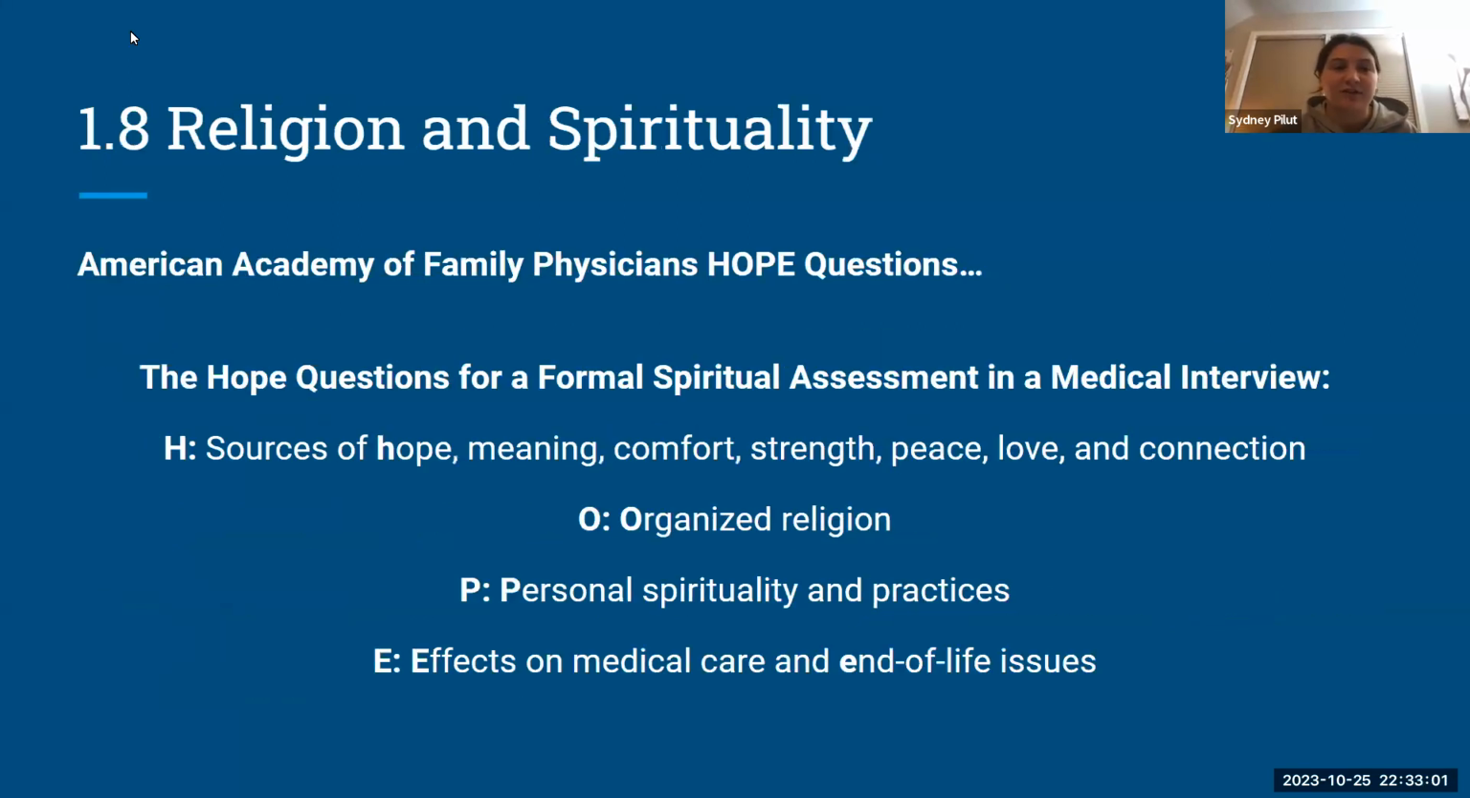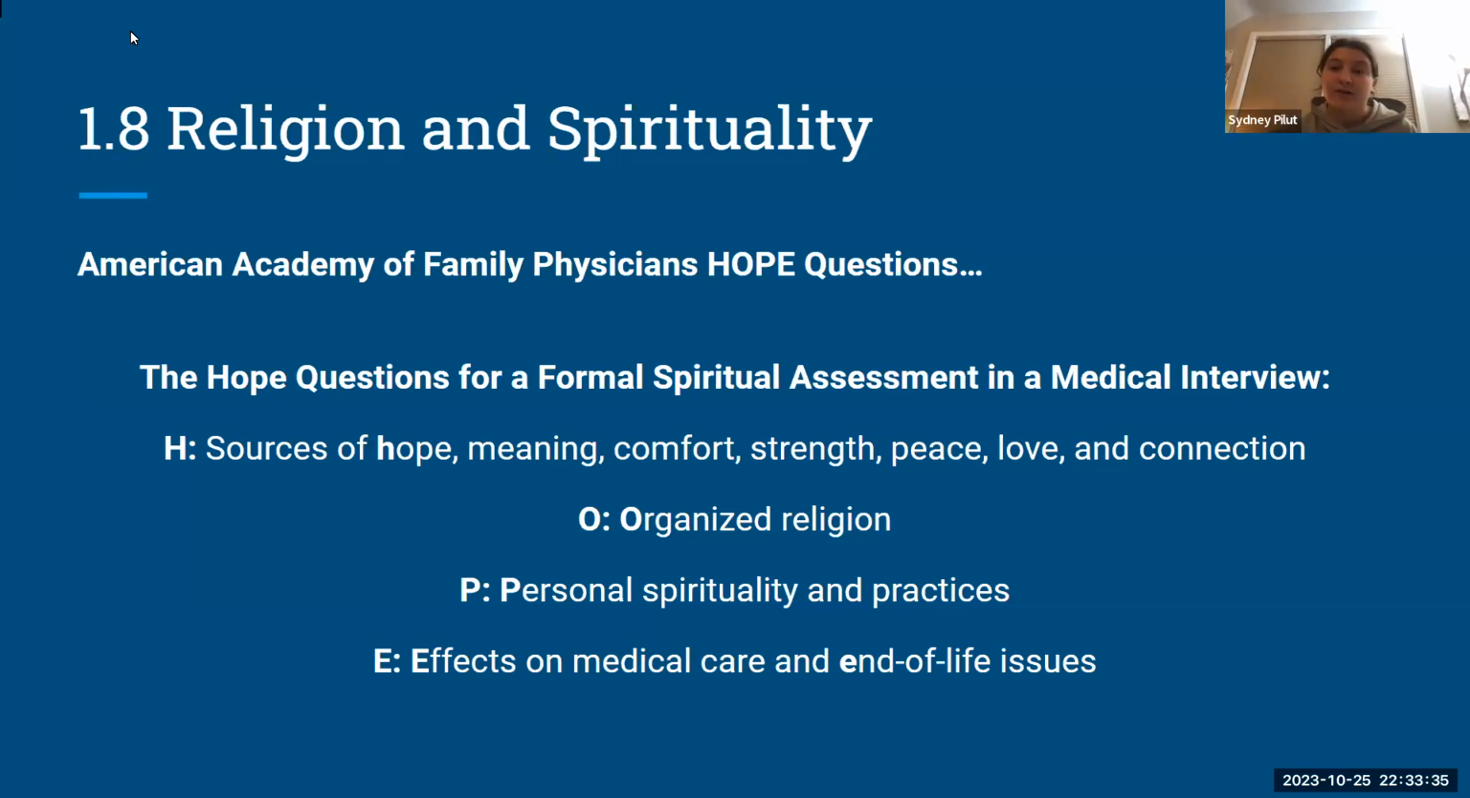And the next section, the next domain I'm on, was religion and spirituality. So I used the American Academy of Family Physicians HOPE questions. HOPE is an acronym, which they divide into hope, and then the next one is organized religion, and the third one is personal spirituality and practice, and the last one is effects on medical care and end-of-life issues. But on a broader scale, sources of hope can be peace, love, connection. It's not necessarily based in spirituality and religion. For some people it is.